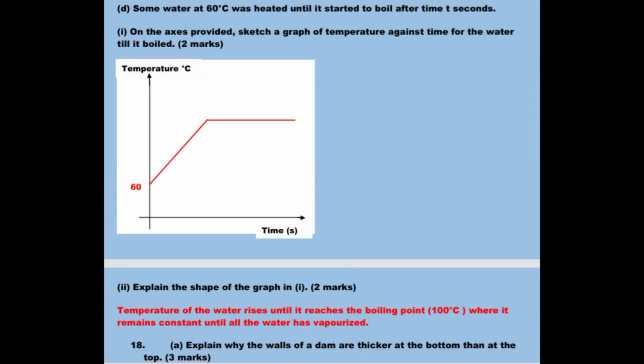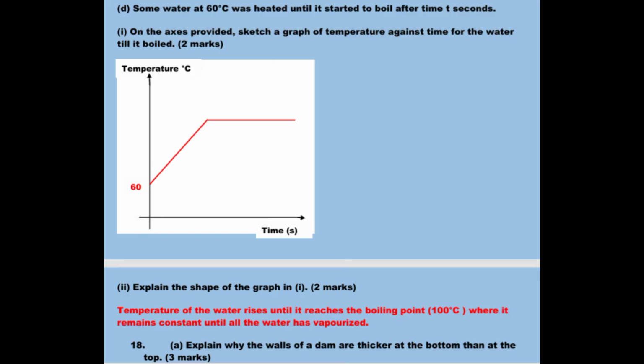Then we have question D. Some water at 60 degrees Celsius was heated until it started to boil after t seconds. We are heating water at 60 until it boils. Then Roman 1, on the axis provided, sketch a graph of temperature against time for the water till it boiled. You're looking for the graph of water until it boiled from 60, so that is the starting point. So of course now the temperature rises from 60 all the way to 100, and then it will remain constant because that's the boiling point of pure water. So that's why the graph has that shape.